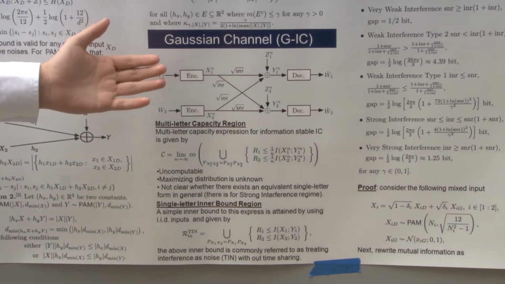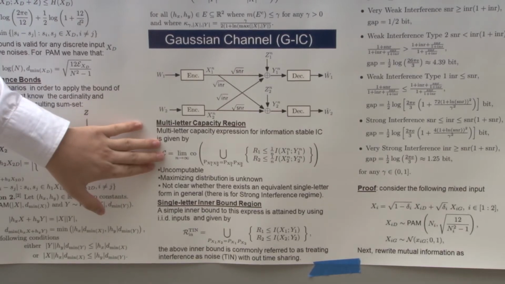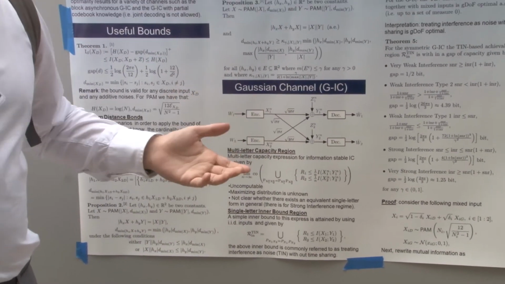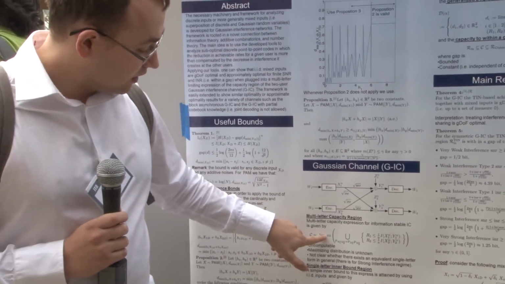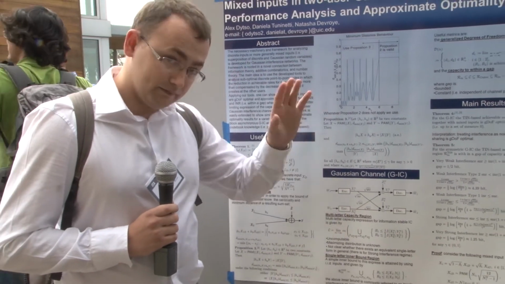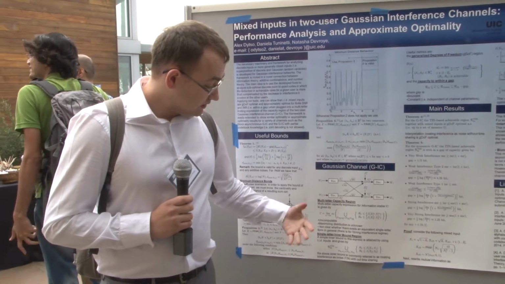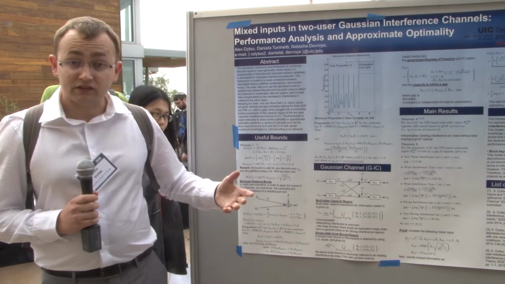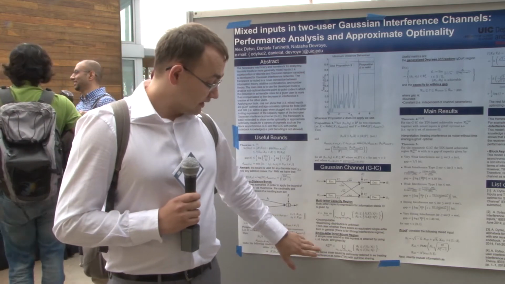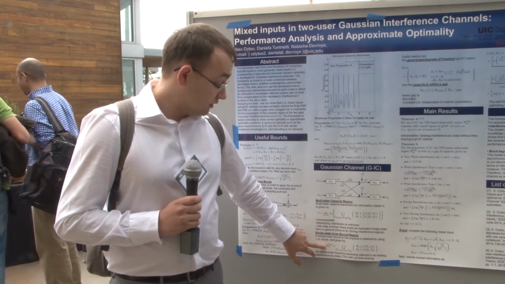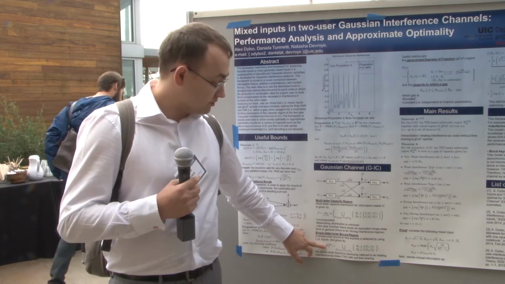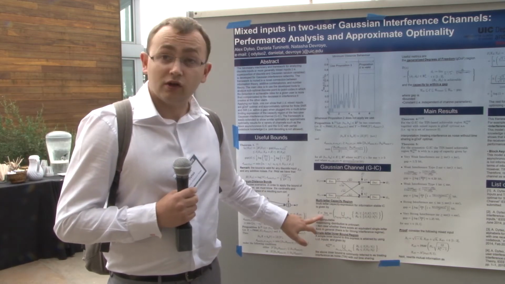One thing we can do is look at an inner bound of this problem, which is attained by considering IID inputs and getting rid of the convex hull operation. This bound is the so-called treating interference as noise bound without time sharing. What we will show is that this inner bound, which treats interference as noise and doesn't use time sharing, is very close to the capacity.